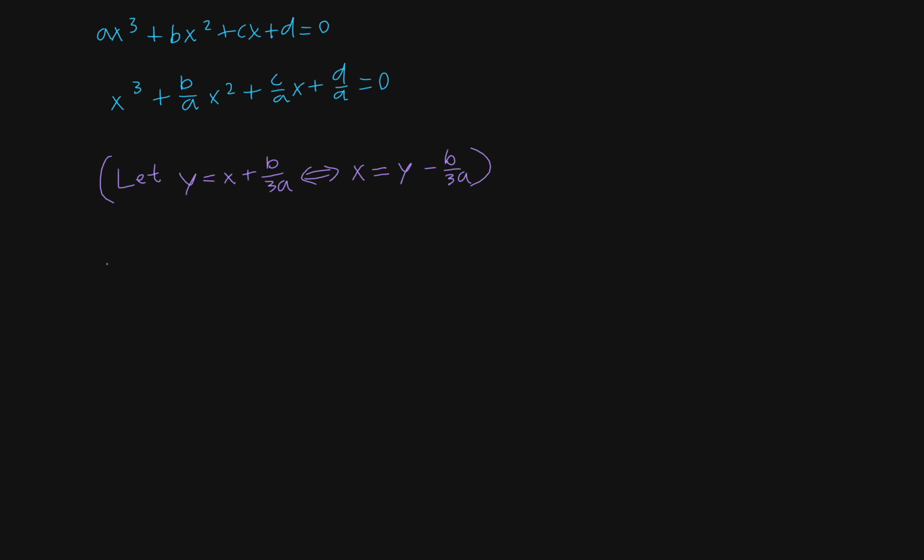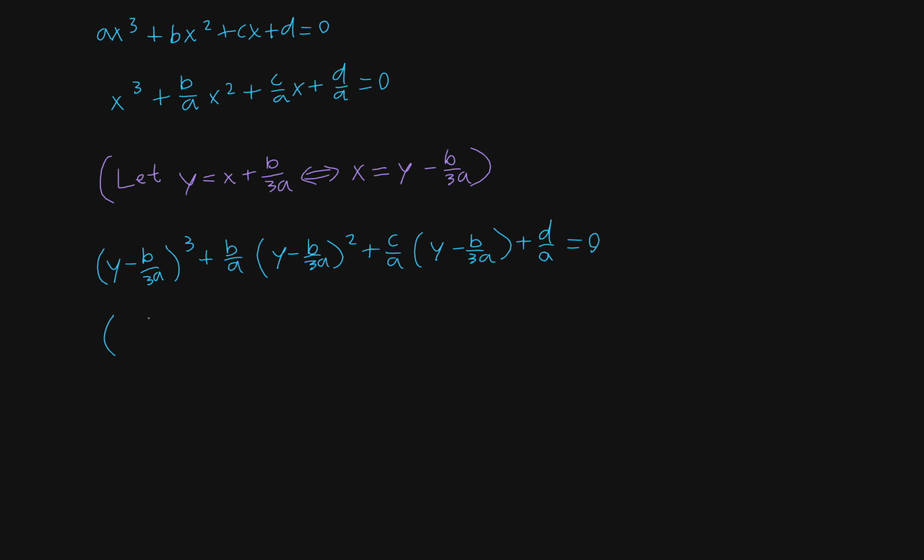So we're going to have (y − b/3a)³ + (b/a)(y − b/3a)² + (c/a)(y − b/3a) + d/a = 0. Now we're going to expand each grouping of the (y − b/3a)ⁿ. So first, this cube, we're going to expand it using the perfect cube expansion.